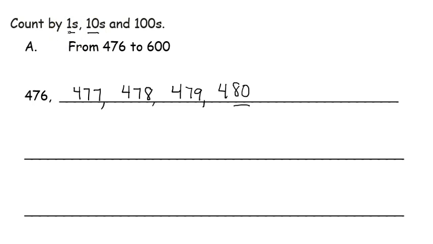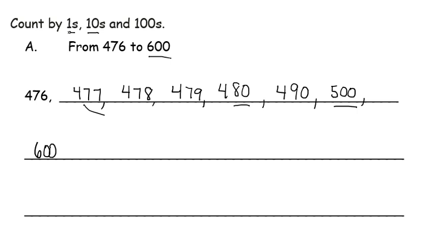counting by 10. 10 more than 480 would be 490. 10 more than that would be 500, which is another friendly number because it's a multiple of 100. That means I'm going to change and start skip counting by 100. I'm at 500. 100 more than that would be 600. And I can stop there because the directions say to count from 476 to 600.